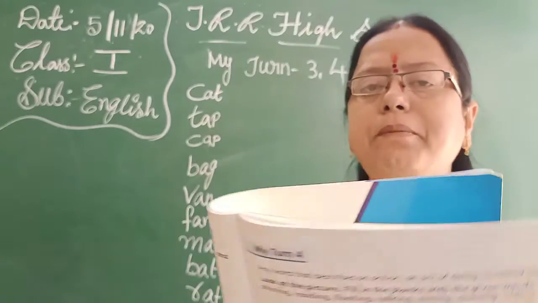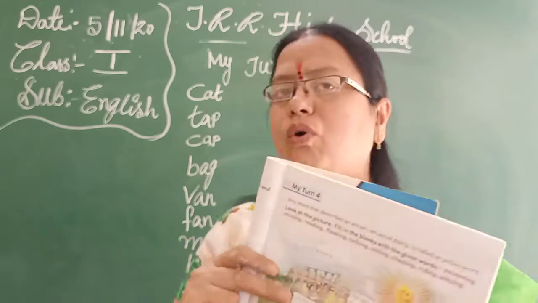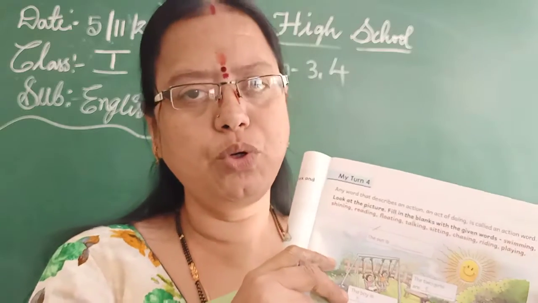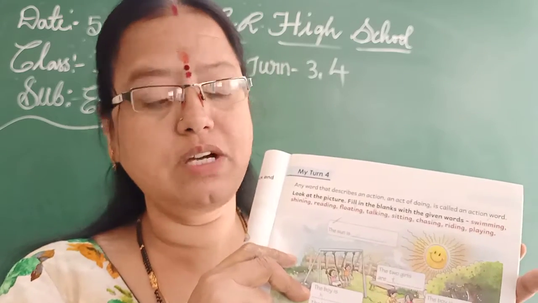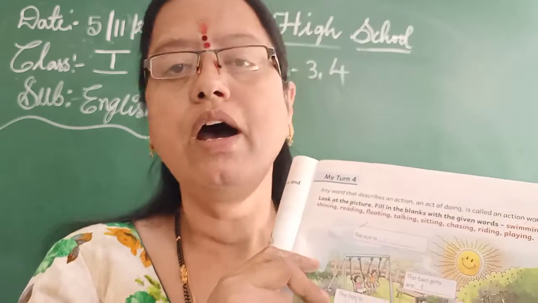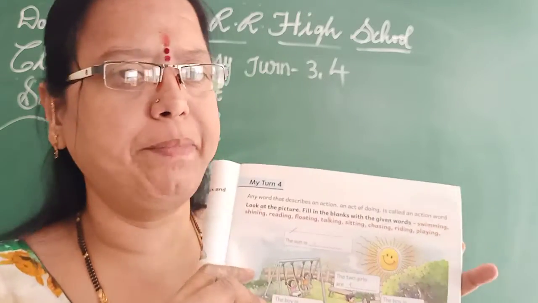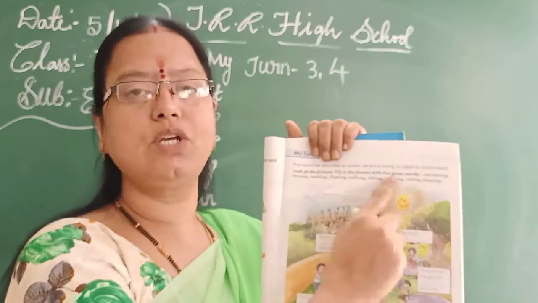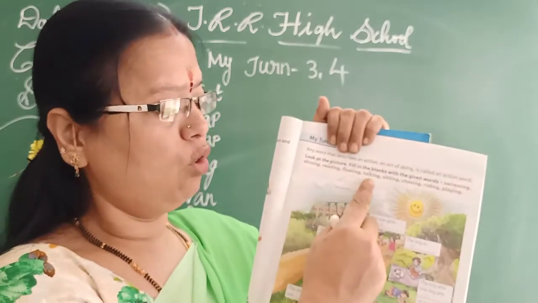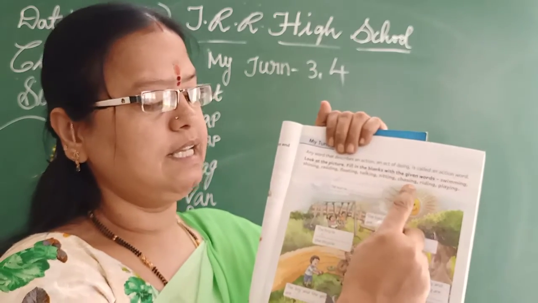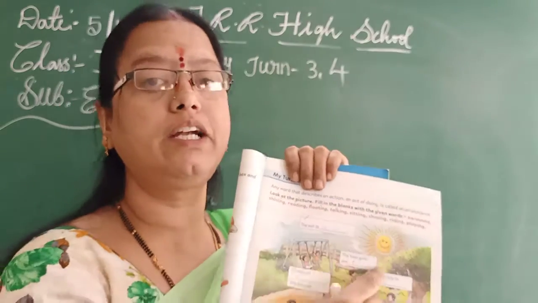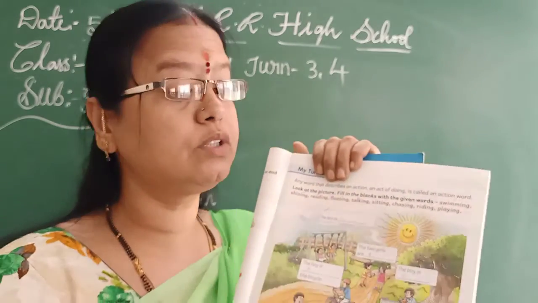Okay, ma'am. Now turn the page. My Turn 4. Here some pictures are there, beta. You have to identify these pictures and see what the children are doing in them. You have to write it down in the blank. Options are also there: swimming, shining, reading, floating, talking, sitting, chasing, riding and playing. You have to choose the correct option and write it down in the blank.